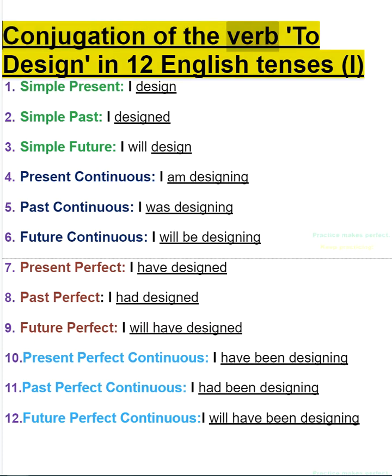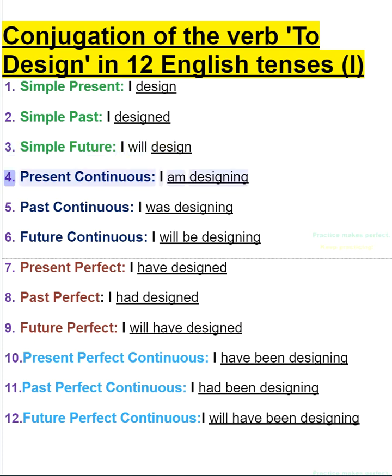Conjugation of the verb to design in 12 English tenses. 1. Simple present, I design. 2. Simple past, I designed. 3. Simple future, I will design.